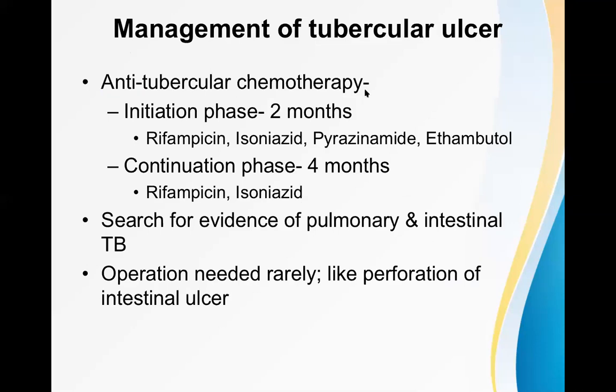Now, this question every student can answer on their own. How to manage a tubercular ulcer? Answer is pretty simple. You just give anti-tubercular therapy. Initiation phase, 2 months. Continuation phase, 4 months. So total 6 months. In the initiation or intensive phase we say rifampicin, INH, pyrazinamide and ethambutol. And continuation phase, if it is given for 4 months, you go for rifampicin and isoniazid.